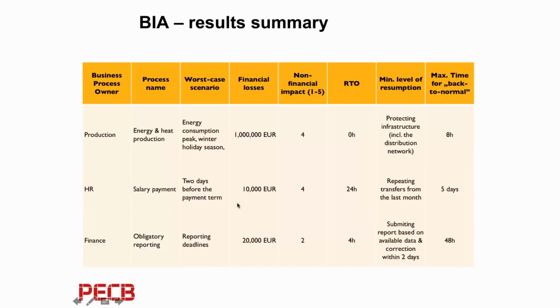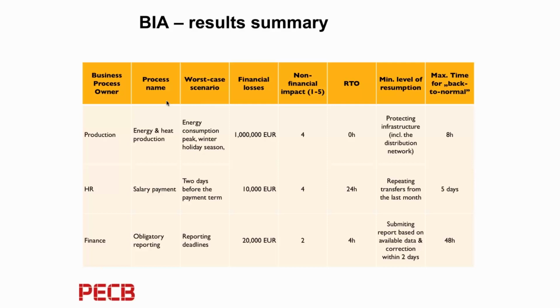And what does such a BIA results summary look like? Of course, this is a simplified version, but this is really how we present the results of business impact analysis. So first we define the business process owner, then the process name, then the worst case scenario for this process. It's not easy to put plenty of information on a PowerPoint slide.